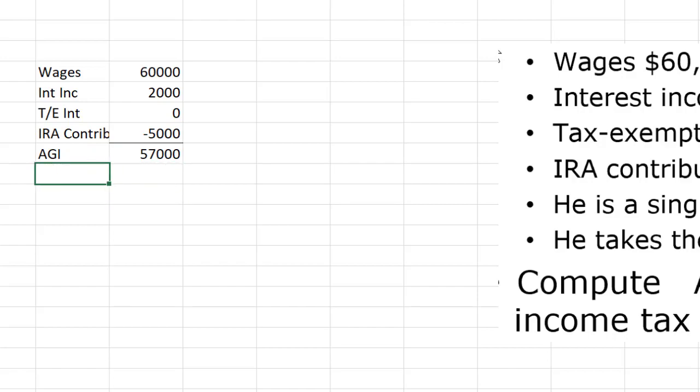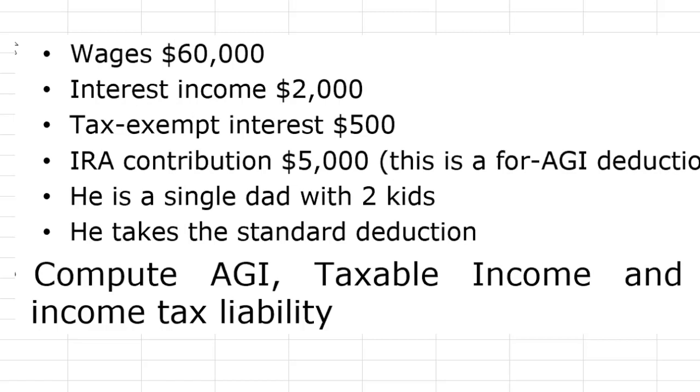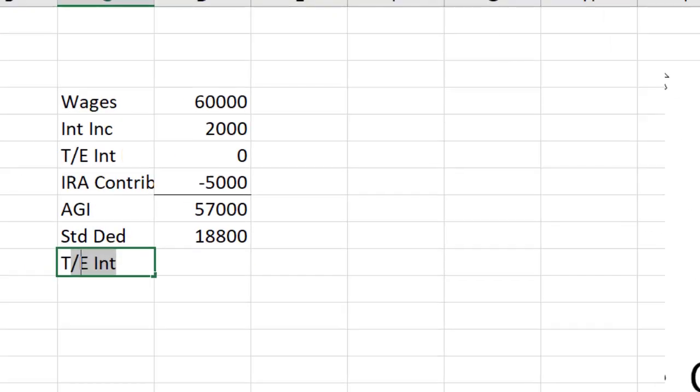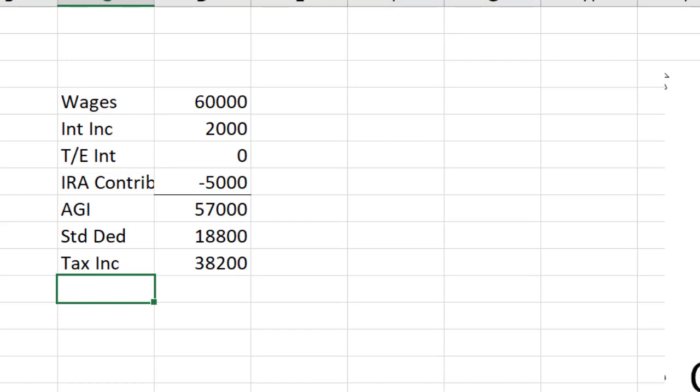So now we've got to consider his from AGI deductions. Well, he takes the standard deduction. So for that, we just need to know what is the standard deduction for head of household, because he's a single dad with 2 kids, so he's head of household filing status. And if we go find the standard deduction amount for 2021, it's $18,800. So now we can get to his taxable income, the 57 minus the 18.8. So taxable income is 38.2.